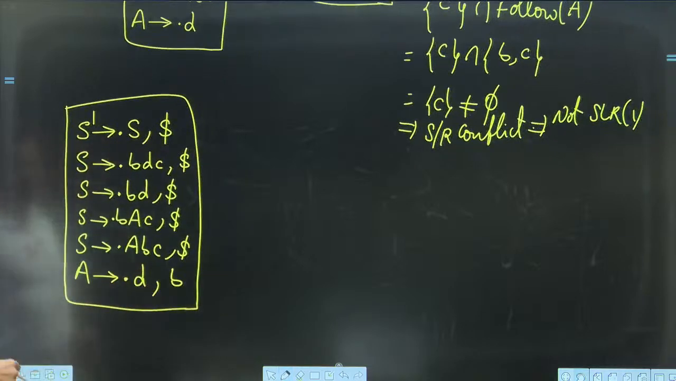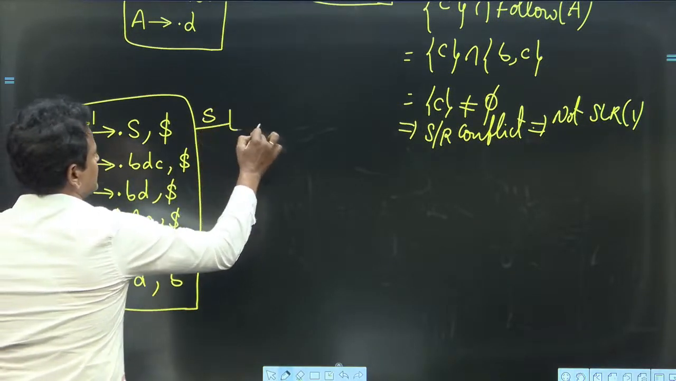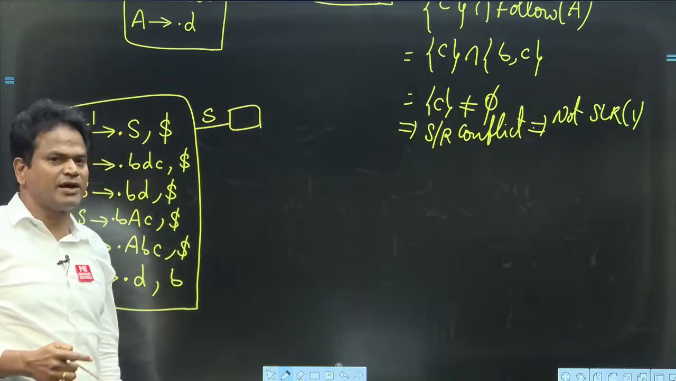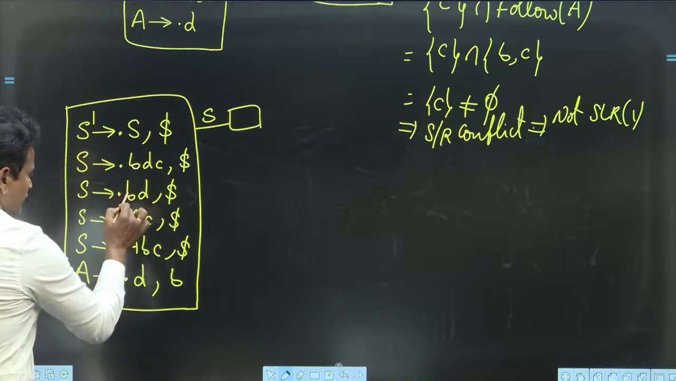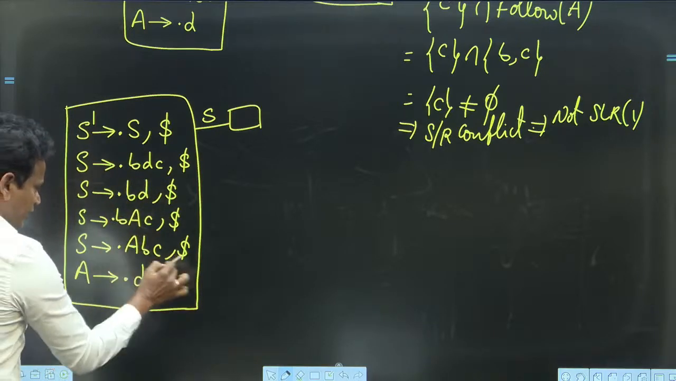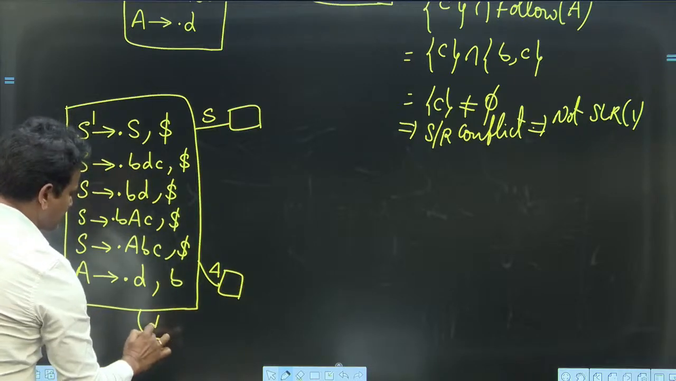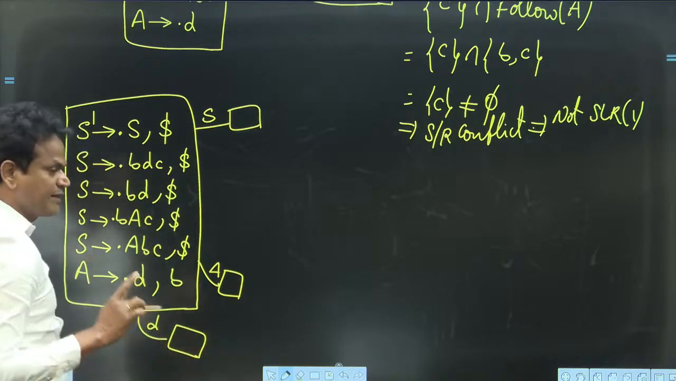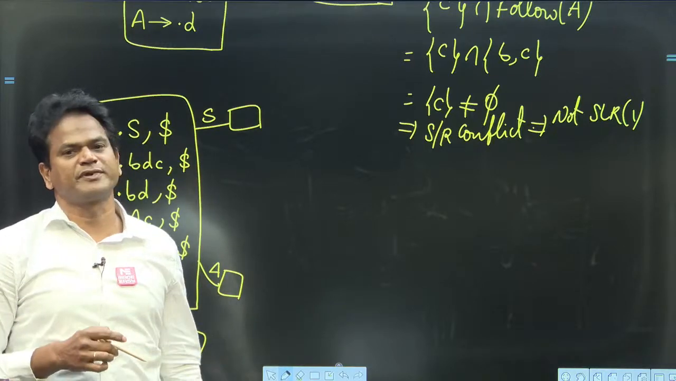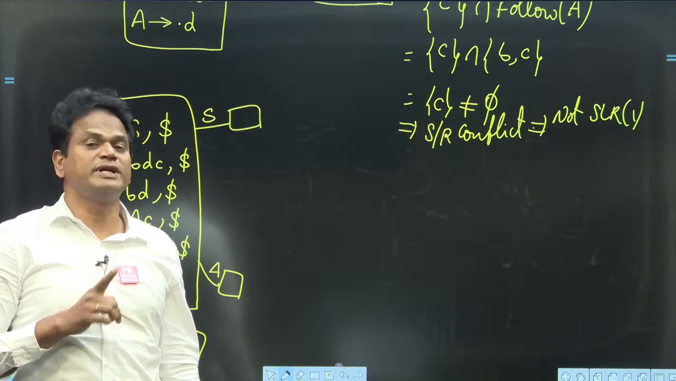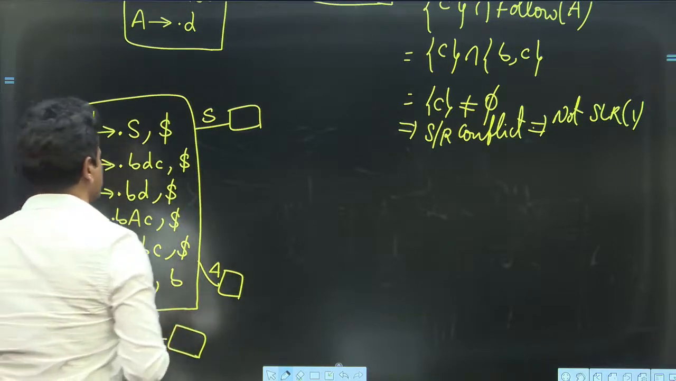Now if we check this one, to get the conflict, any state must have minimum 2 items. So we can go for on B, on these three. On A it is single, on A it is single, on D it is single. So a single production never contains any state having a single item. Any state having a single item, you never get any conflict. So to get the conflict, minimum 2 items have to be there.